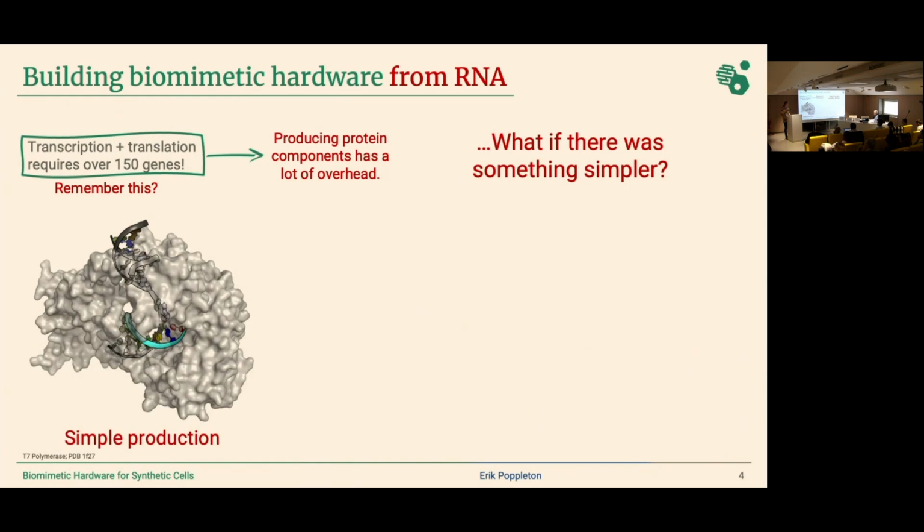Some advantages of this. Number one is we still have one protein we have to get in there that we've not found a way to get around. And this is some sort of polymerase that is able to take a DNA template and make RNA out of it. So we're down to one protein from 150, not bad.